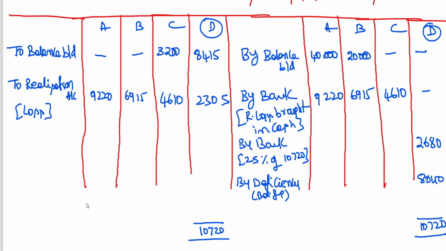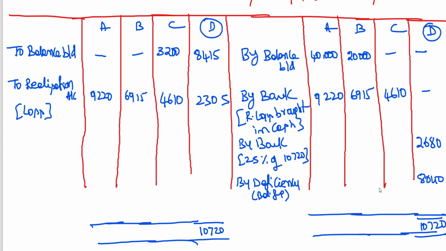Now let us complete the other accounts. Then we can go for the capital accounts. We can close the capital accounts, and simultaneously we can close the bank account also. So now let us start one by one.